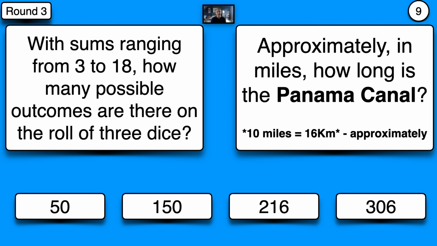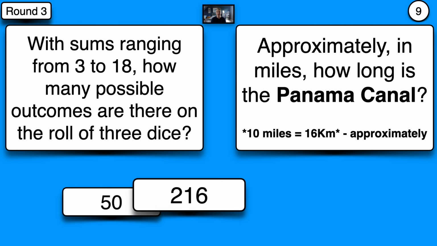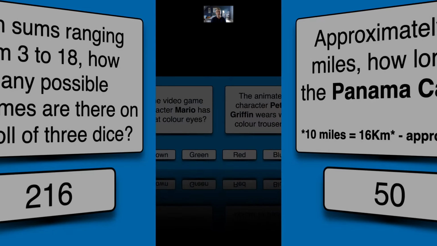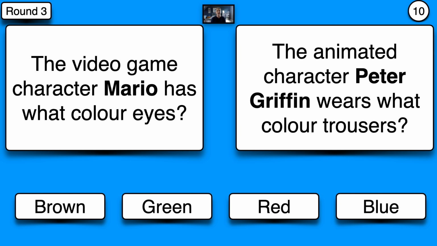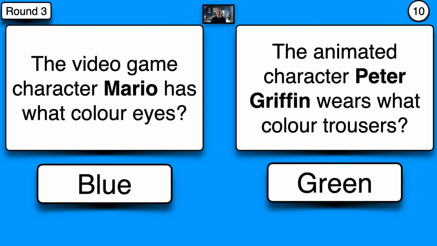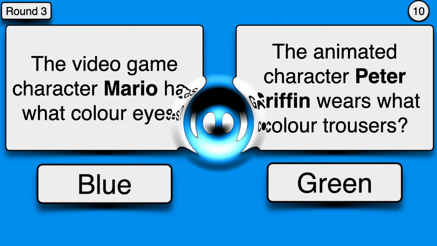Number nine, the possible outcomes on the roll of three dice is 216, and the Panama Canal is 50 miles long. Number 10, the video game character Mario has blue eyes and Peter Griffin wears green trousers.